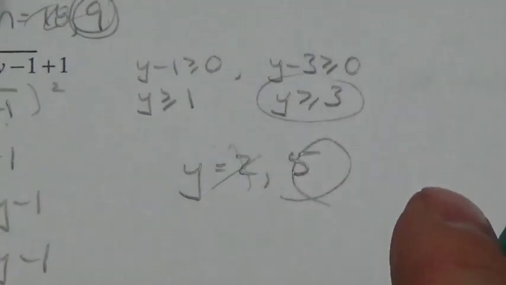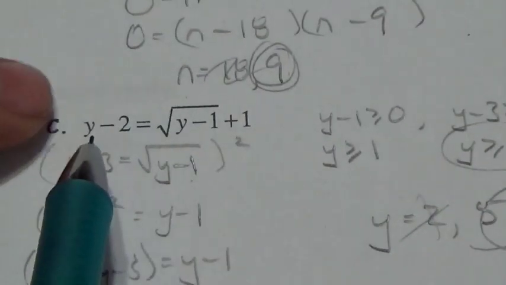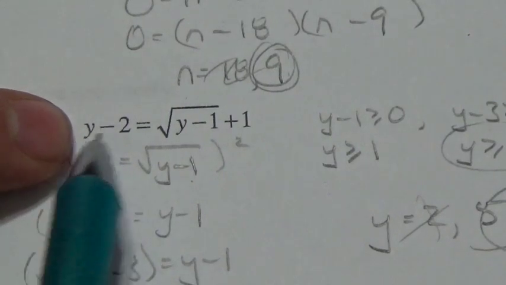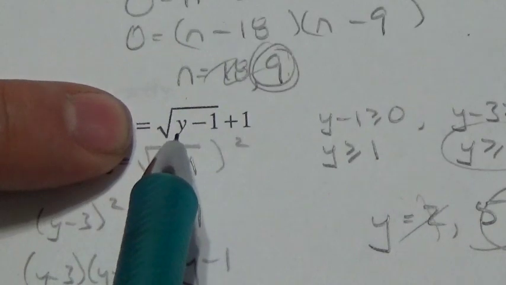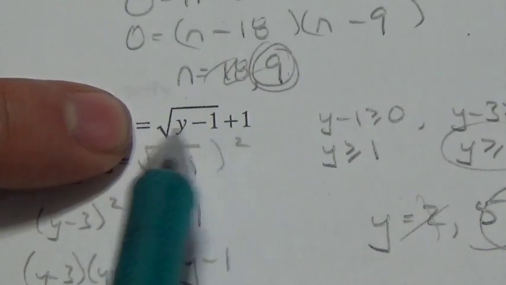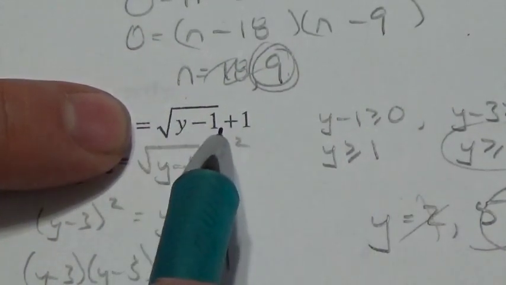Now, let's just double check our answers here. Let's take 2 and plug that in. What's 2 minus 2? 0. Okay. Oh, sorry, I'm sorry, 2. What's 2 minus 1? 1.